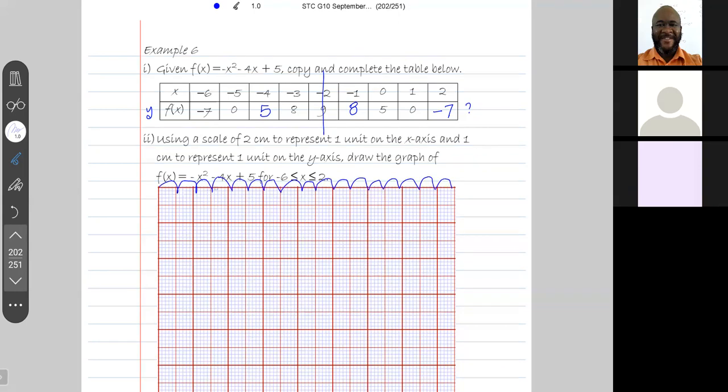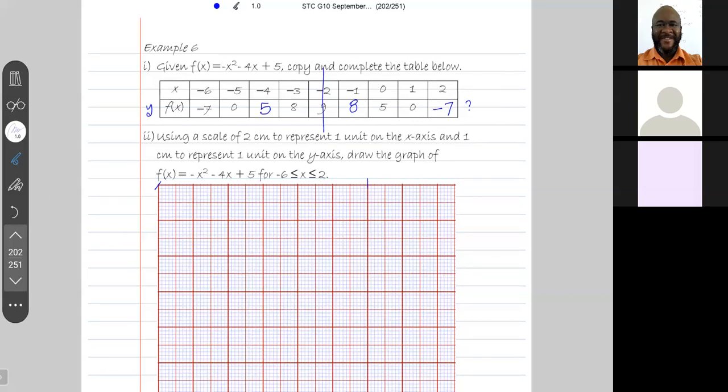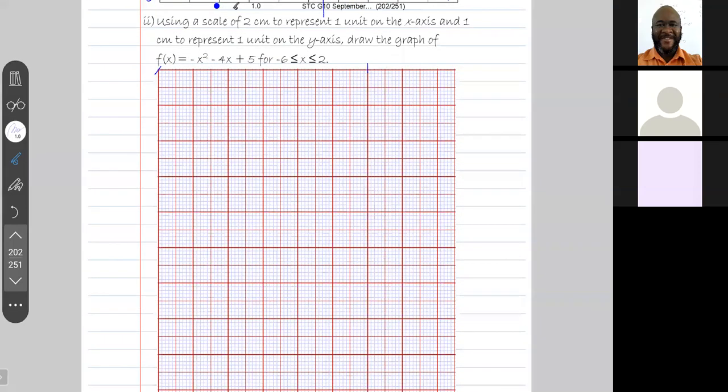1, 2, 3, 4, 5, 6, 7, 8, 9, 10, 11, 12, 13, 14, 15, 16, 17. It's 17 and I need 16. So I'm probably going to have to call the left margin 0. 1, 2, 3, 4, 5, 6, 7, 8, 9, 10, 11, 12. And on the 12th one, I'm going to draw my vertical axis.